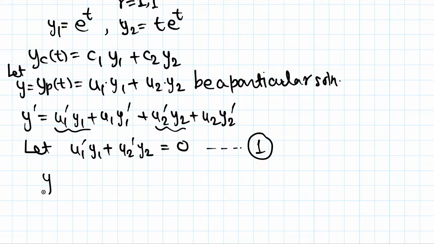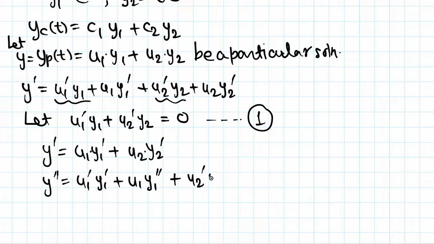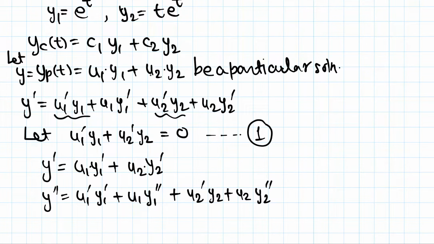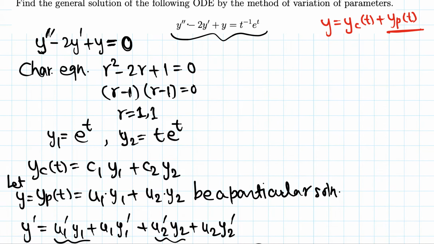This way y prime is simply now u1 y1 prime plus u2 y2 prime. That's the first derivative. Now let's find the second derivative. Again, product rule. So u1 prime y1 prime plus u1 y1 double prime plus the product rule here, u2 prime y2 prime plus u2 y2 double prime. Now we plug y, which is u1 y1 plus u2 y2, y prime and y double prime into the ODE.